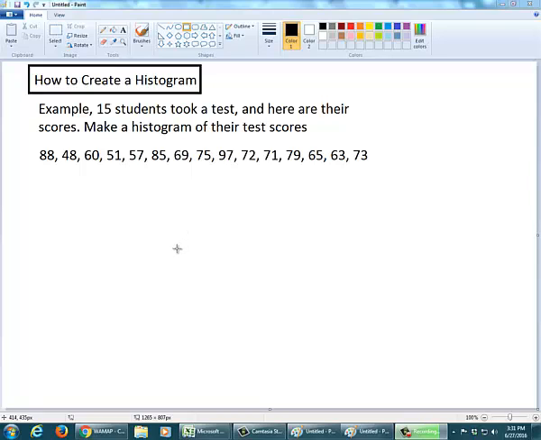Hello everybody. This is a lesson on how to create a histogram. This lesson goes with topic 1, section 2 of the textbook. So here's the example I'm going to use right here. This example is in your book right here. Let me show you in the book where it's at.